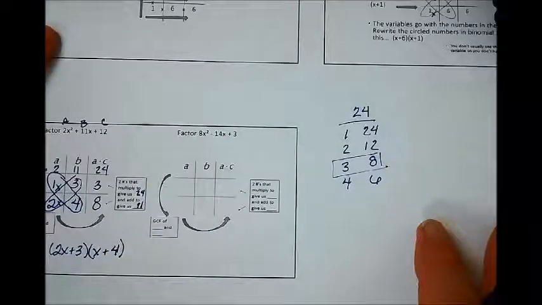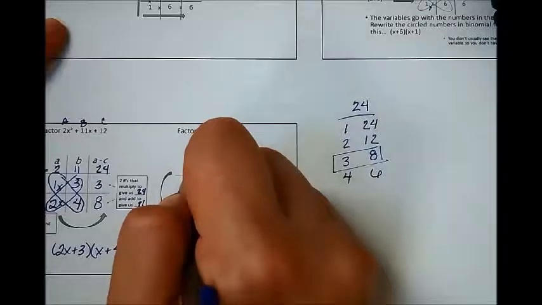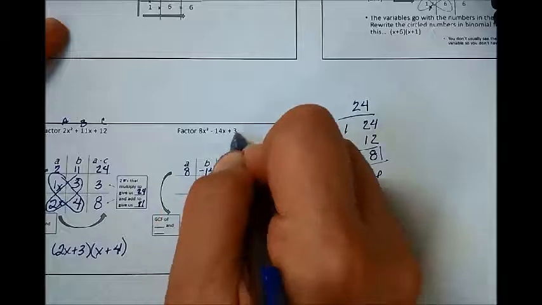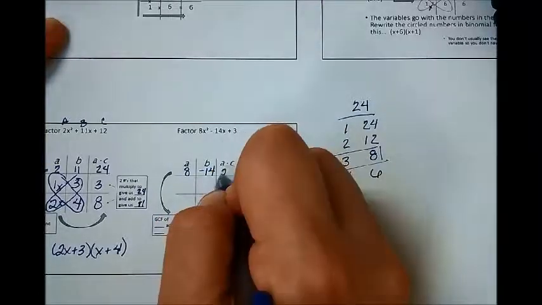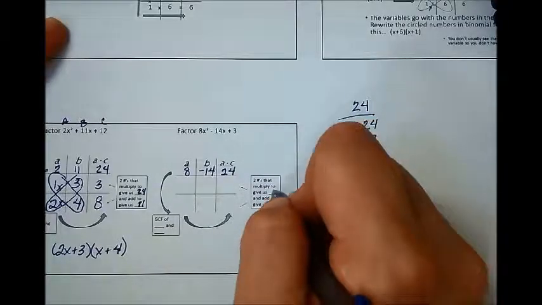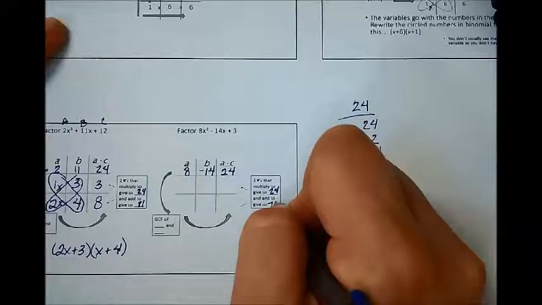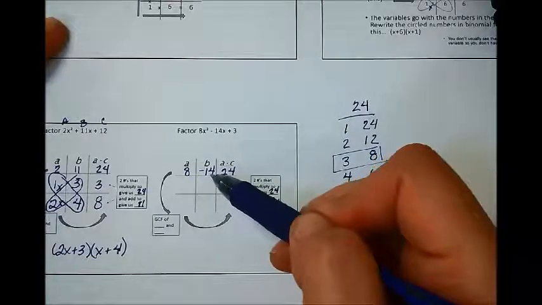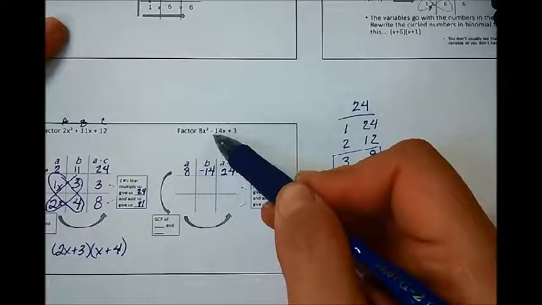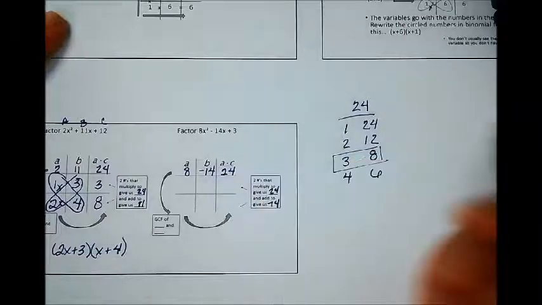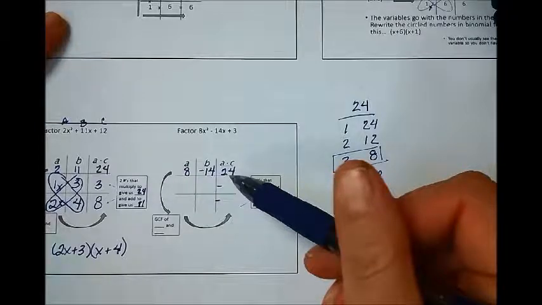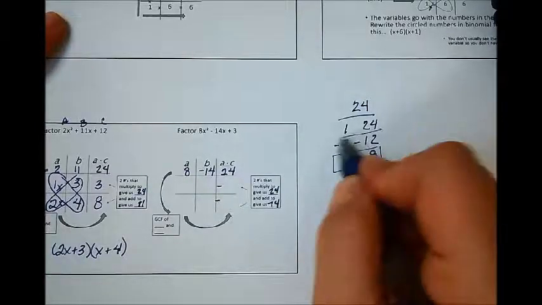So let's do another example. A is 8, B is negative 14, and C is 3, so 8 times 3 is 24. Now you need two numbers that multiply to give us 24 and add to give us negative 14. Because this number is positive, both numbers are going to have this sign, the negative sign. So, what two numbers multiply to 24 and add to negative 14? Negative 2 and negative 12.